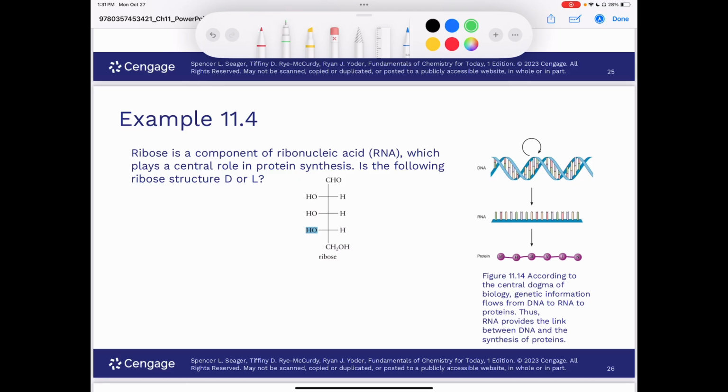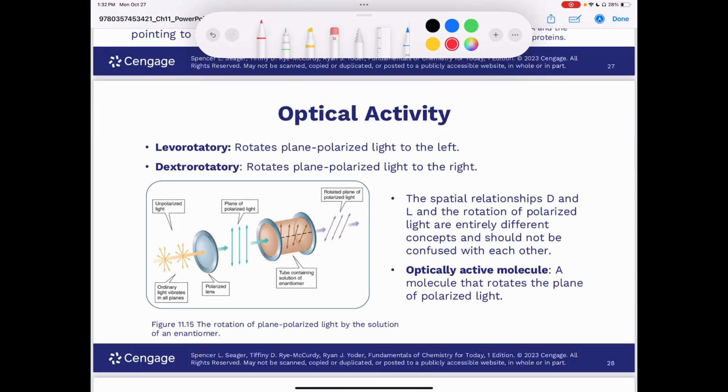All right, so ribose is a component of ribonucleic acid, RNA, which plays a central role in protein synthesis. Is the following ribose structure D or L? Well, if we take a look at our ribose molecule, we have our carbonyl, our aldehyde up at the top, and you can see this is the chiral carbon that's furthest from the carbonyl. The hydroxy is on the left-hand side, and so this must be the L structure, and so this would be L-ribose.